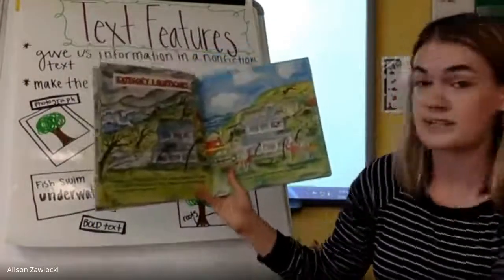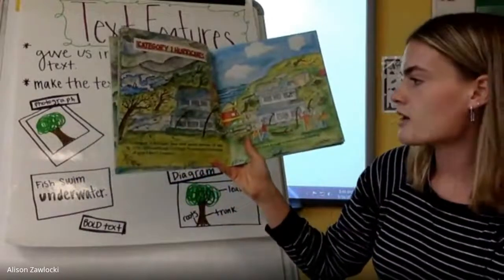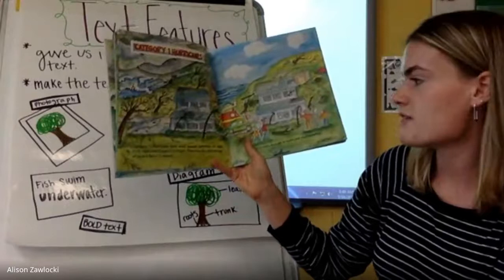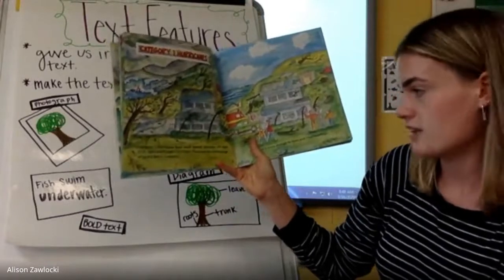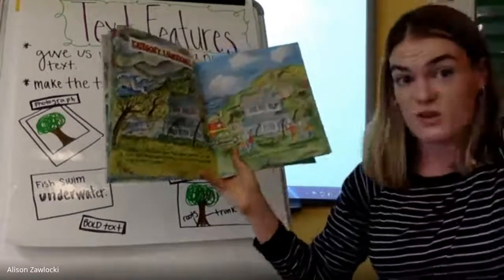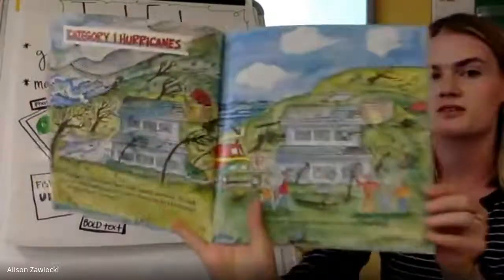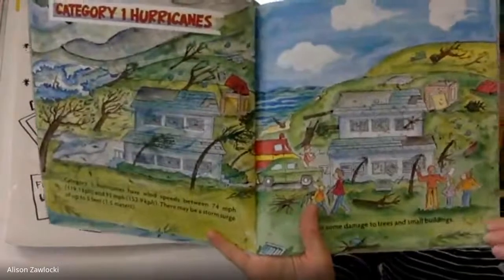Category 1 hurricanes. There are many different categories of hurricanes, and we're going to learn about them. Category 1 hurricanes have wind speeds between 74 miles per hour and 95 miles per hour. There may be a storm surge up to 5 feet, so water up to 5 feet. There is some damage to trees and small buildings. Notice that picture, how it shows us what the damage might look like.